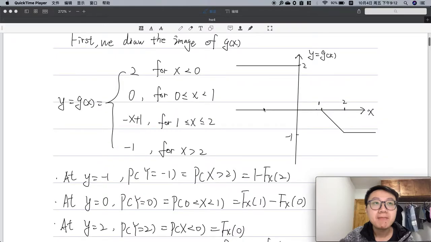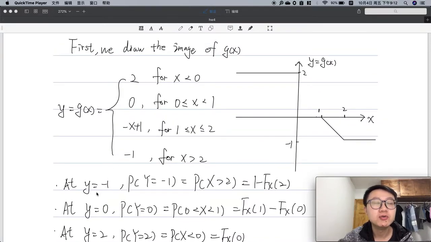So when y is equal to -1, why do we get this formula? Because we know the relation between x and y, and from this image we can get this. So this probability is equal to the probability that x is larger than 2.